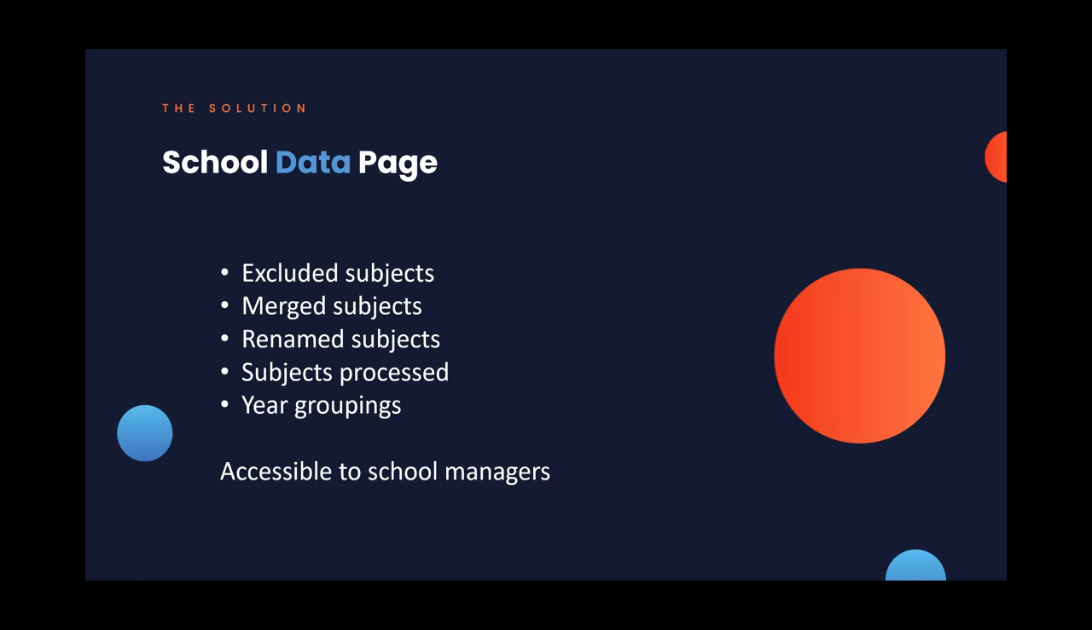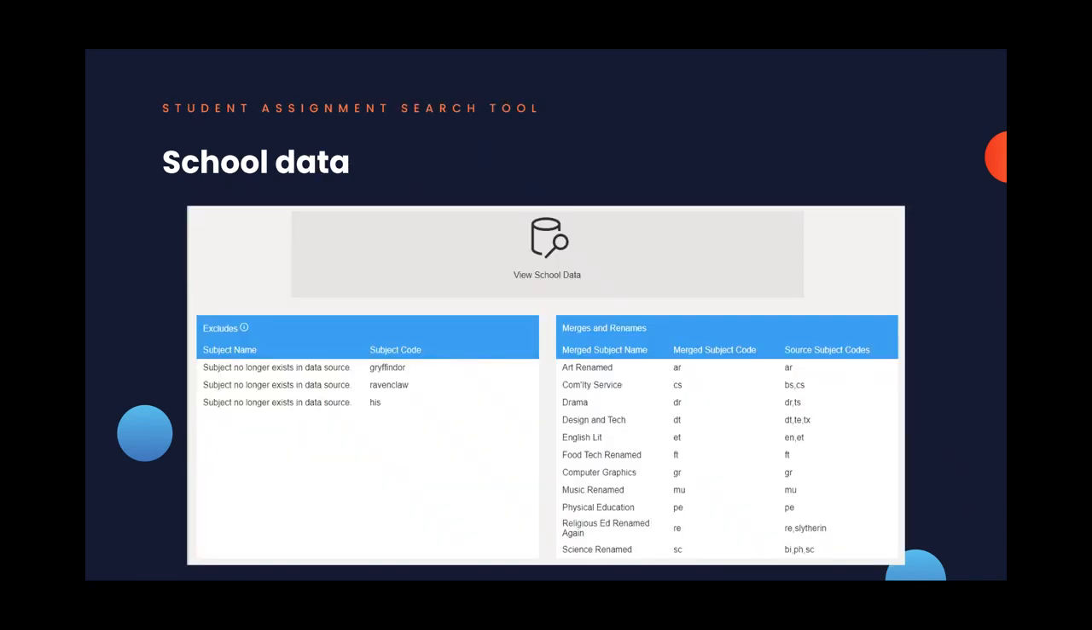Some of these can be quite difficult to change, so there's no option to change it here, but you can view it and then you can email us to discuss any changes that you want to make to that setup. And here's a quick screenshot of what that data looks like. So on the left hand side, you can see that we've got some excludes in here, Gryffindor and Ravenclaw. But what you can actually see is this particular school was set up a long time ago, and although we excluded that subject at the time, it is no longer in the data source. So it says the subject no longer exists in the data source. So whatever we excluded at that point in time no longer exists there.